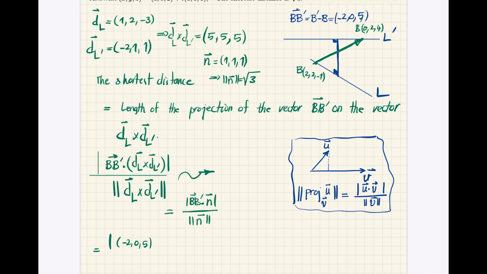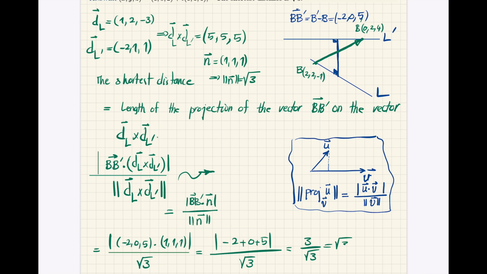So what I have to do, I have to write it as absolute value, minus 2, 0, and 5, dot product with 1, 1, and 1, divided by norm of vector n, which is the square root of 3. In the numerator, I will get minus 2 plus 0 plus 5 divided by square root of 3. The numerator becomes 3 divided by square root of 3, so it becomes square root of 3, and that is actually the same number that we got there. Yes?